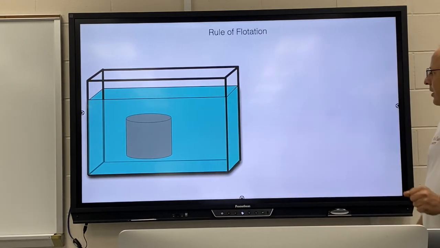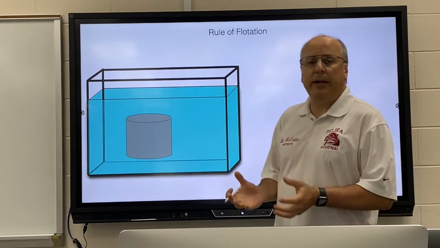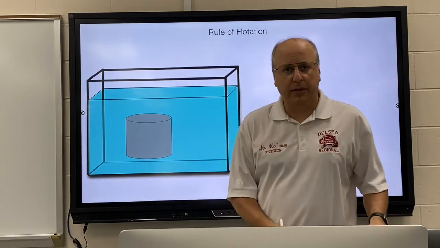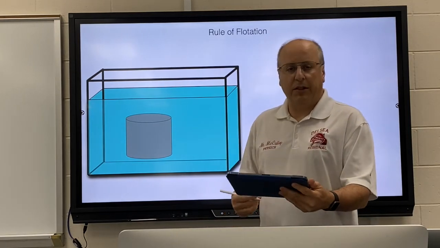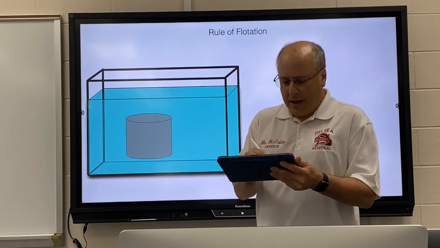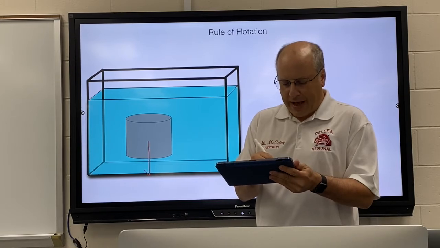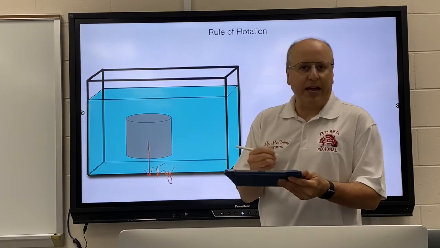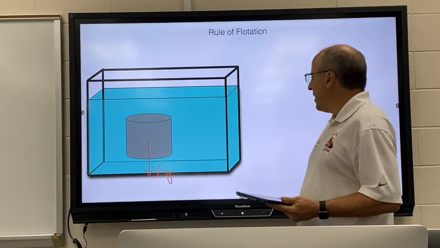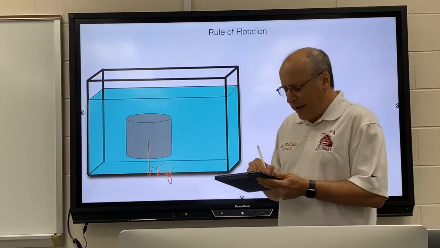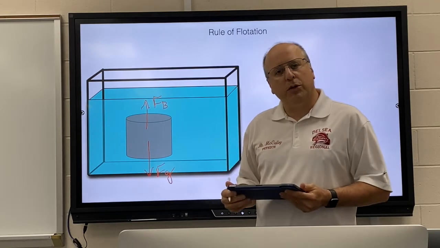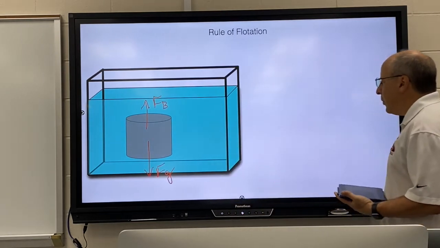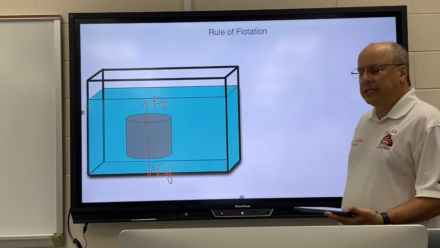Okay, so now that we know the formula for buoyancy, how do we know if an object's going to float or sink? Well, in most cases, objects are going to have two forces on them when they're in a fluid. Obviously, we're going to have force gravity. We always have that when we're on a planet. And in addition to force gravity, if you're in a fluid, you're also going to have a force buoyancy.